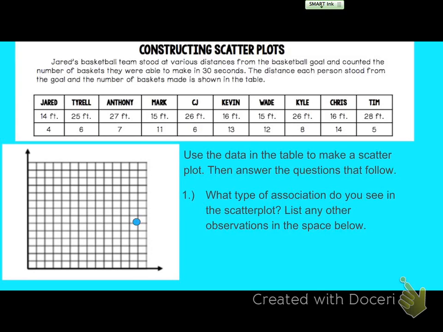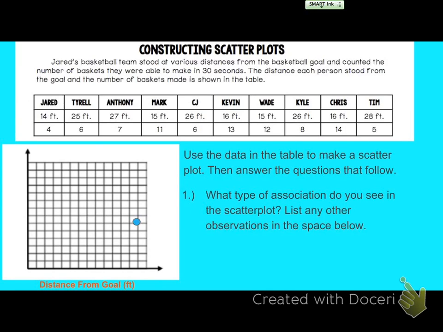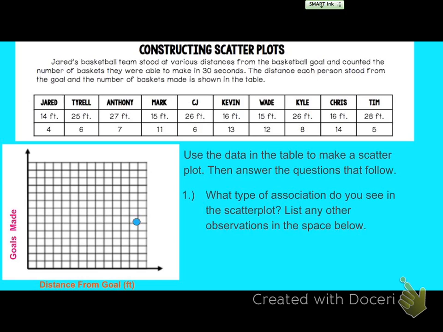So my top line on the table is going to be my X, and it's going to be the distance from the goal. Okay, so everybody needs to label their X as distance from goal. And then you can label your Y as the number of goals made, which is the bottom letter. So these are ordered pairs. Okay? I said goal.